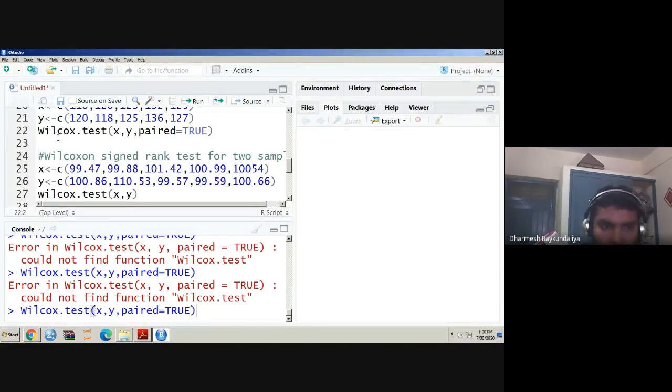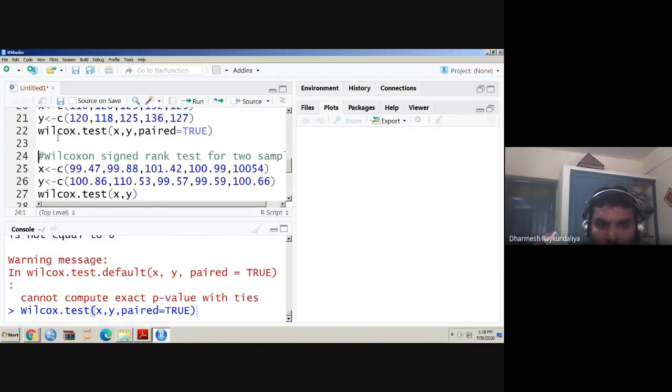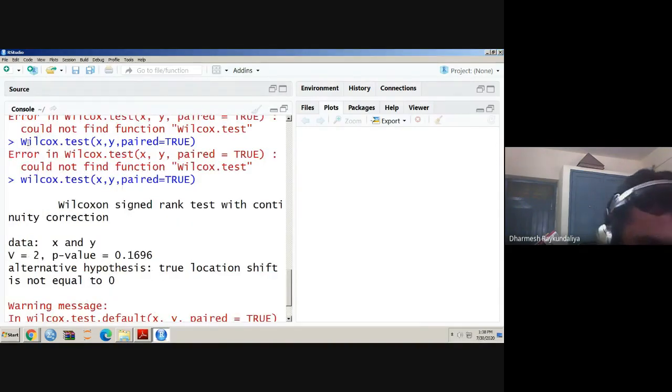Capital W है इसलिए small आएगा. Okay. So here the letter case also makes a difference. Here it is small, and I have written capital here, so in your file you have to change it, otherwise it will give an error.